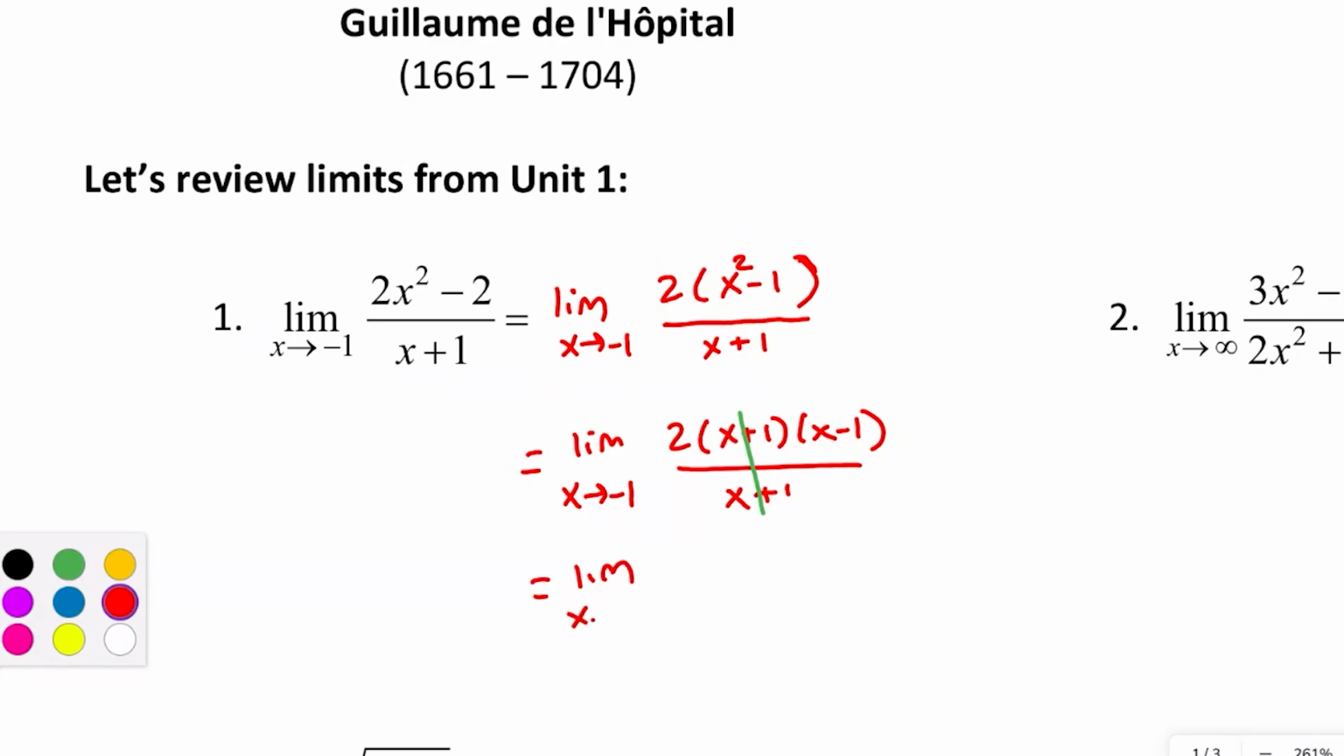We're only allowed to do that within the context of limits. And so we get 2 times x minus 1. At this point, we won't have any problem using direct substitution. We just plug in the -1 and we'll get our answer. So 2 times -1 minus 1 would be 2 times -2, which would be -4. We're just plugging in that -1 right here and getting our answer.